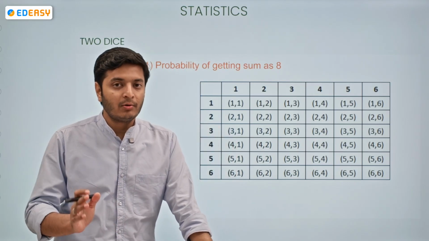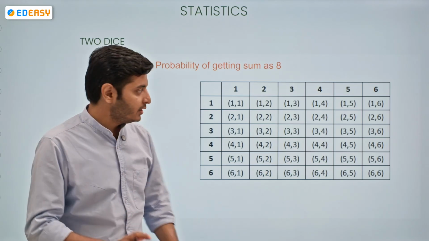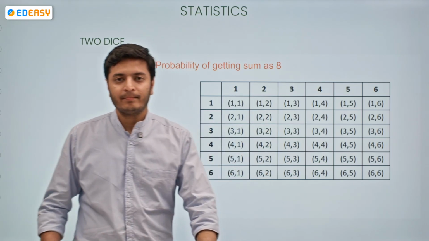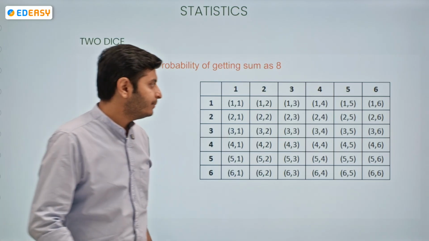So we are not talking about lesser than 8, greater than 8. We are only saying sum as 8. So sum should be exactly 8. When can sum be 8? Okay, let's see.